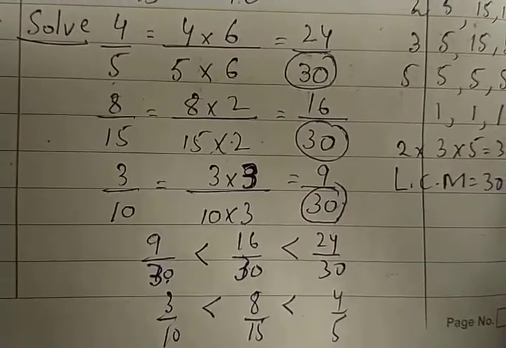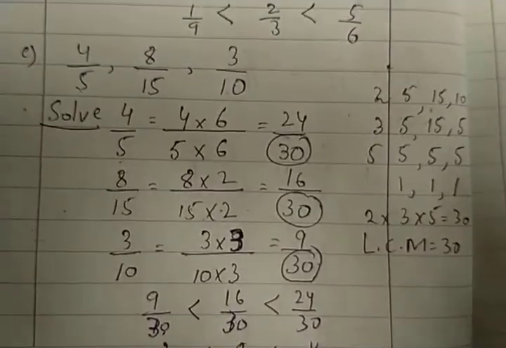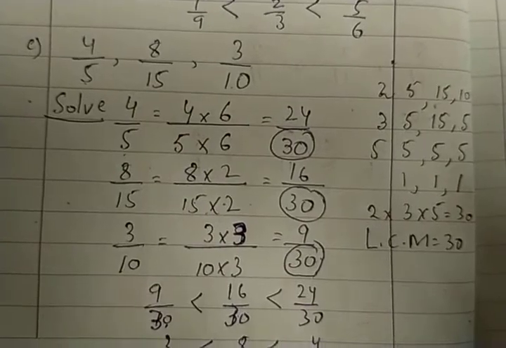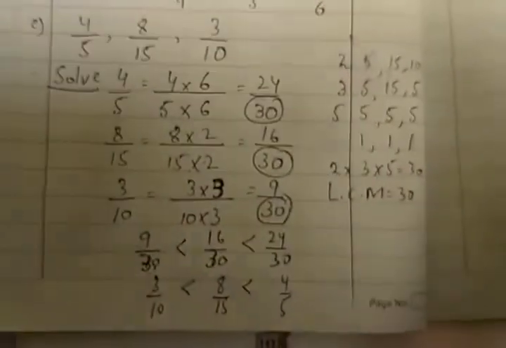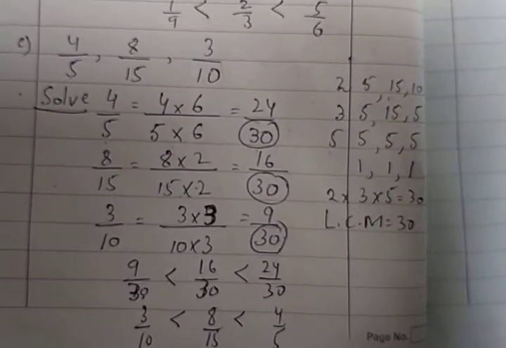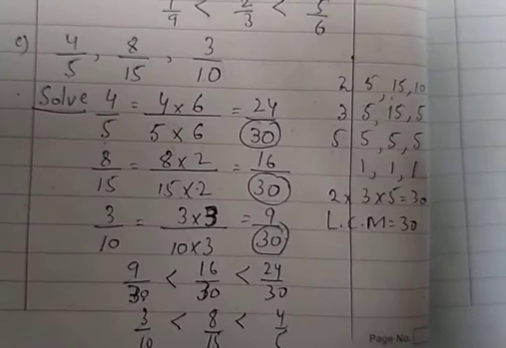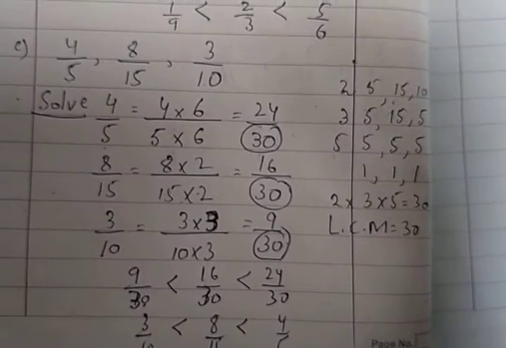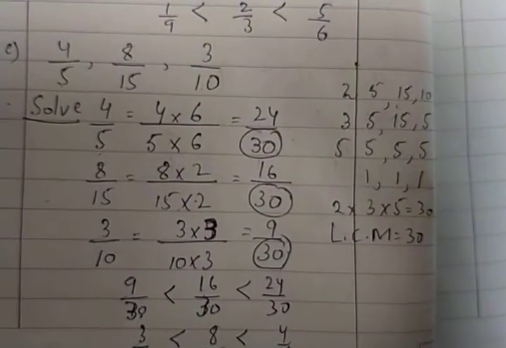Is that clear, class 4 students? You see this part, question number 5, part E. This is part D and this is part E. You have to copy down this question in your copy. Is that clear, class 4 students? You have to copy down all this video work in your maths copy.